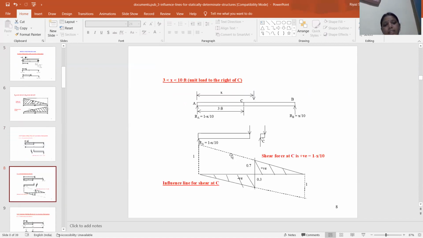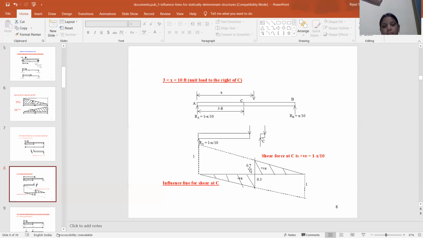So, for 3 less than X less than 10 feet, the unit load is to the right of C. The right portion, B, moves in the direction of the unit load to the right of C. So the reaction RA equals 1 minus X divided by 10. At the midpoint C, cut by the section, there is a positive shear force and a negative shear force. The positive shear force is (L minus X) divided by L, where L is 10 feet. Substitute the values: (L minus X) divided by 10.